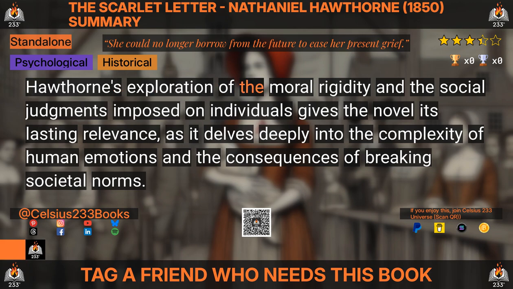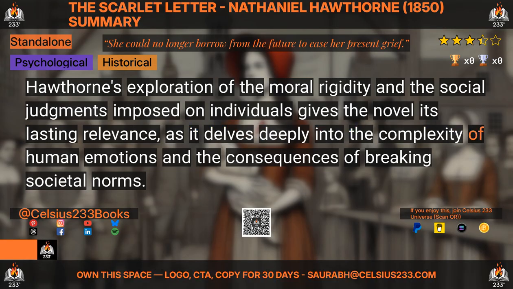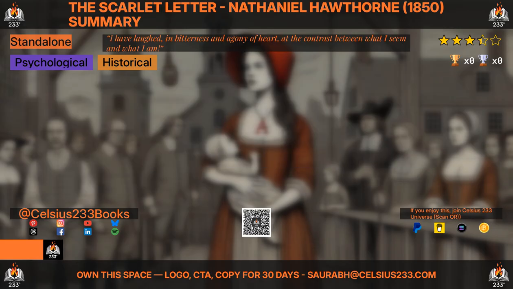Hawthorne's exploration of the moral rigidity and the social judgments imposed on individuals gives the novel its lasting relevance, as it delves deeply into the complexity of human emotions and the consequences of breaking societal norms.